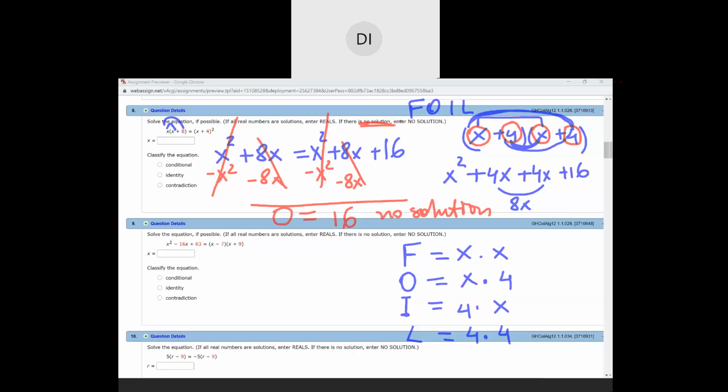And that's what you need to enter: no solution. Like x equals no solution. Make sure you spell it correctly. And that would make it a contradiction. Yes, perfect. Good job. It's a contradiction.